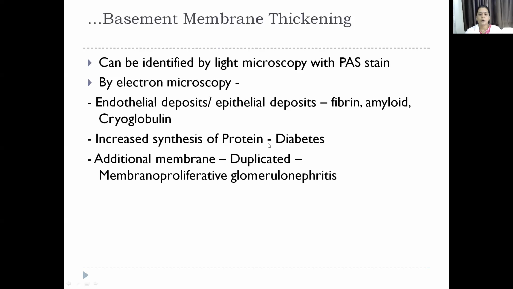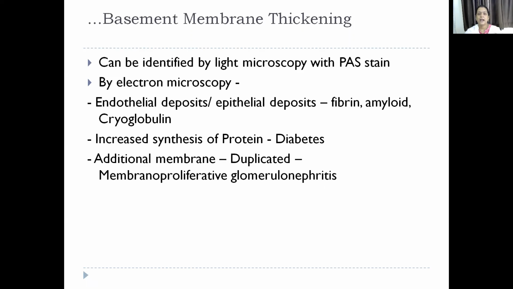Increased synthesis of protein can be seen in diabetes, so this can thicken the basement membrane. Sometimes an additional membrane forms: the basement membrane is already there, and another basement membrane is formed over that. This can be seen in membranoproliferative glomerulonephritis and is called duplication of the basement membrane.